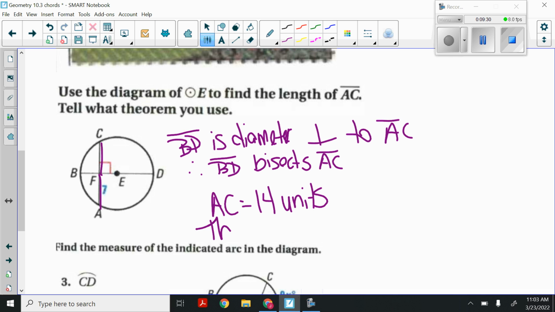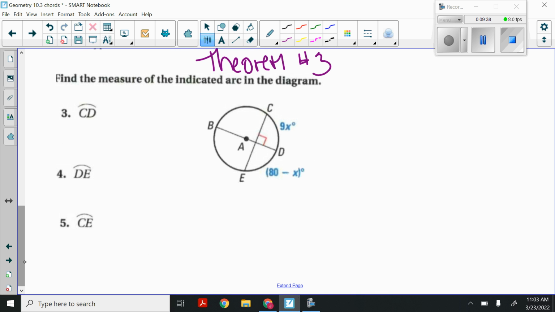That was theorem number 3 from our notes. All right, our last few examples use the same picture. So let's find the measure of the indicated arc in the diagram. We see again that BD is perpendicular to CE. So BD is the diameter and it's bisecting CE, and therefore bisecting arc CE.